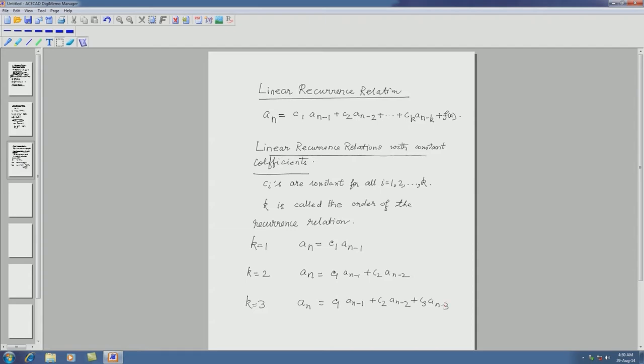So, the first one will be called first order recurrence relation, the second one is second order, the third one is third order, and so on. When we are looking at the first order linear recurrence relation, we are just looking one step back, and a n is some constant times the previous entry. When I am looking at the second order linear recurrence relation with constant coefficients, a n is a constant multiplied to a n minus 1 plus another constant multiplied to a n minus 2, and similarly for the third or the fourth and so on.